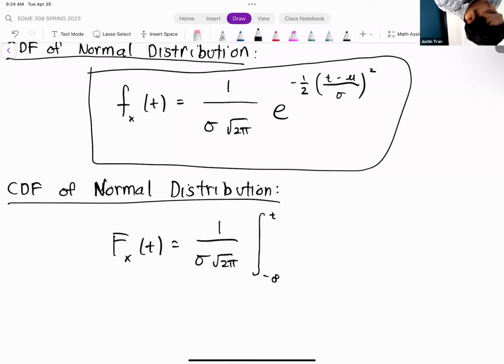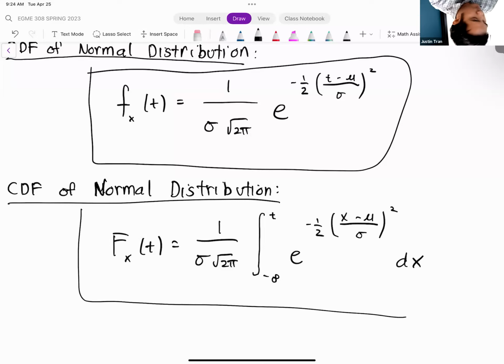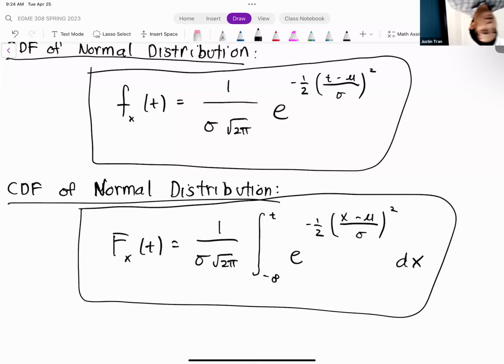of e to the minus 1/2. Let me give a dummy variable here. So let me call this x, this mu divided by sigma squared. We don't even have a closed form expression for the CDF, just because when you try to integrate e to the something squared, that's impossible to do without numerics. Kind of funny.